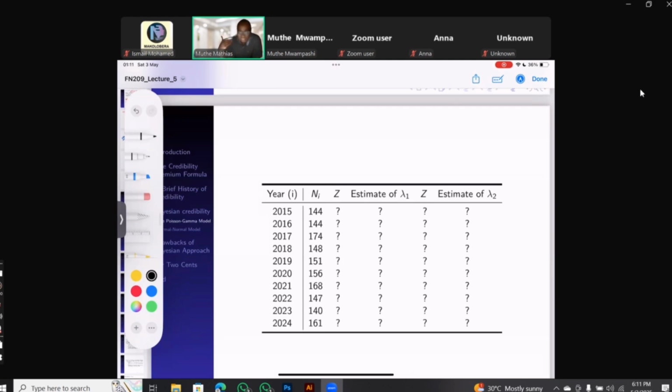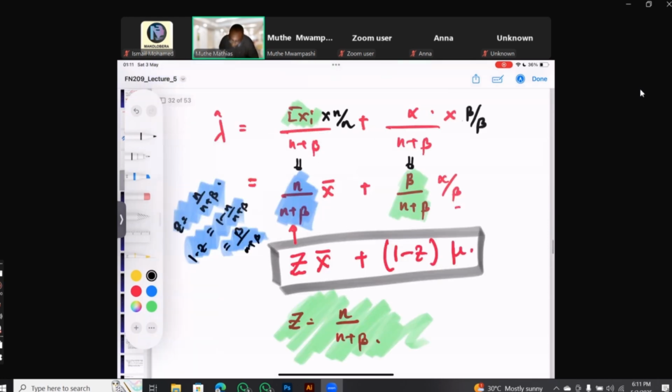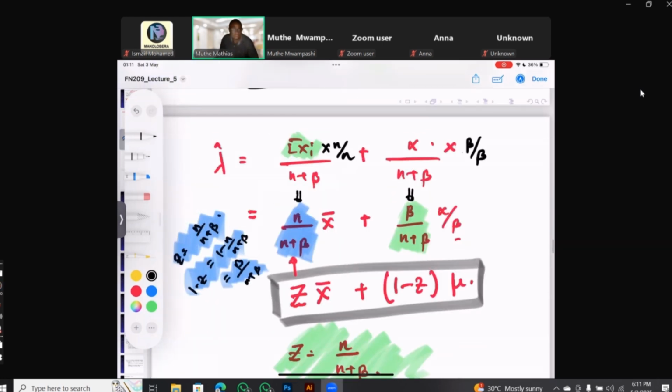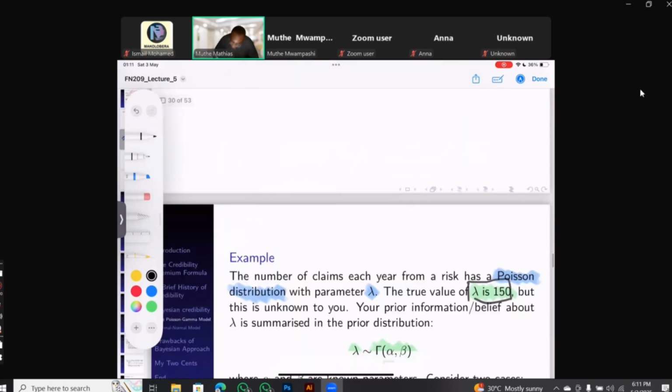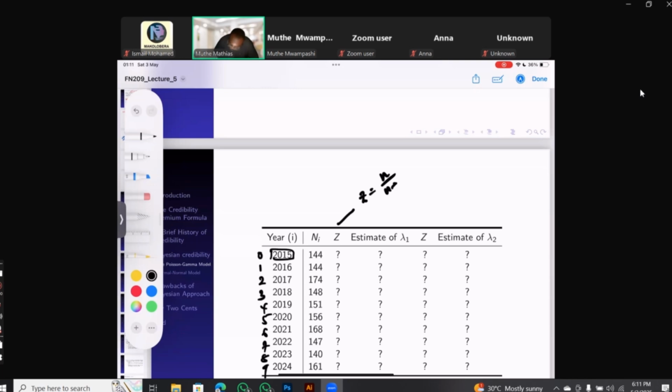Now there is nothing tricky here, because the data you started with, right, you started with data from 2015. Take this as year 0, this is year 1, year 2, year 3, year 4, year 5, year 6, year 7, year 8, and year 9. So to estimate Z, because we are talking about the Poisson gamma, we have already estimated our Z. We know Z is given by n divided by n plus beta. But to get this first number here, of course our Z will simply be equal to n. So our n in this case is the starting point, right?